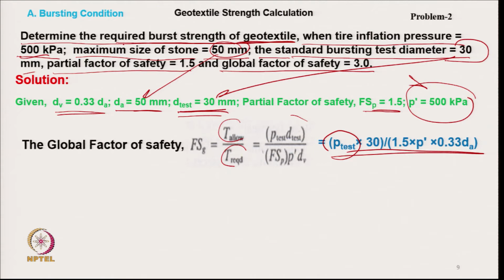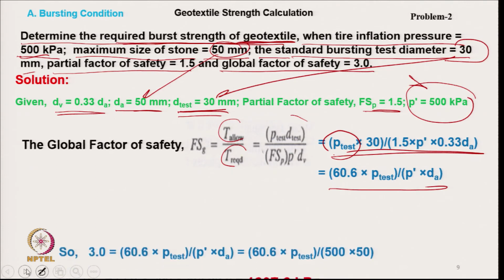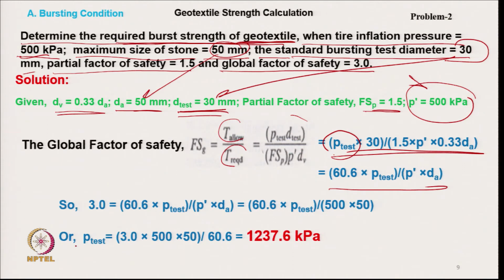So, if we want to calculate the P test required, this is the formula we have seen earlier also. From here we can calculate the P test. So, 3 is the global factor of safety, 60.6 we get from the earlier equation, and dA is given here.